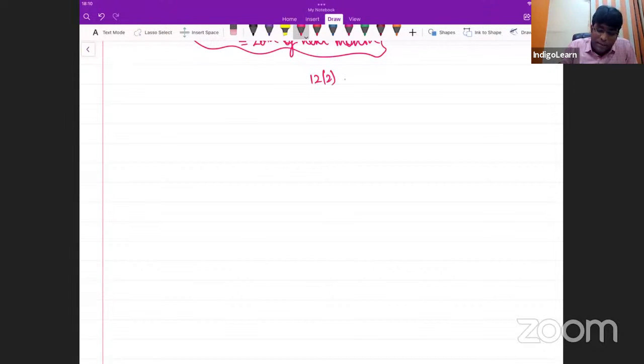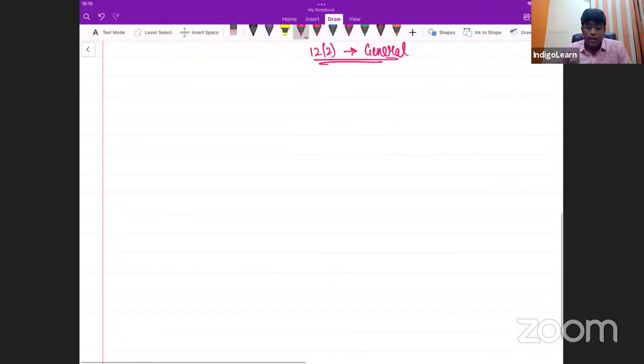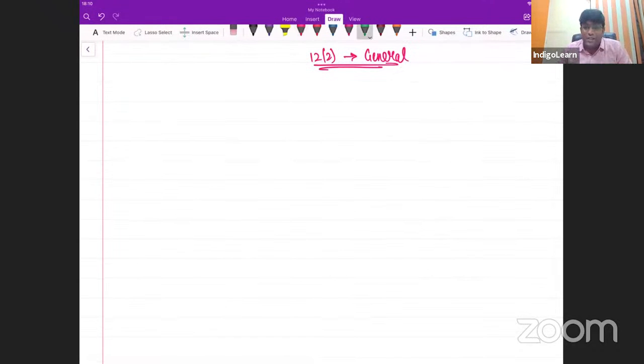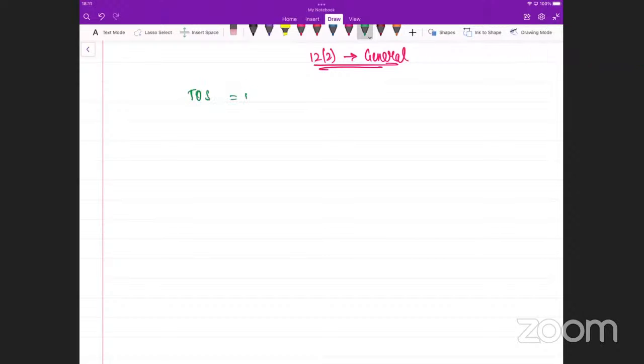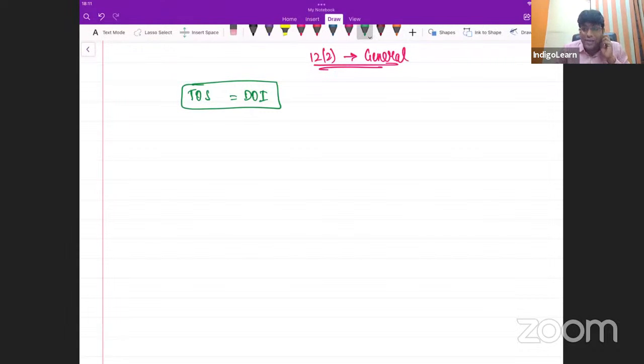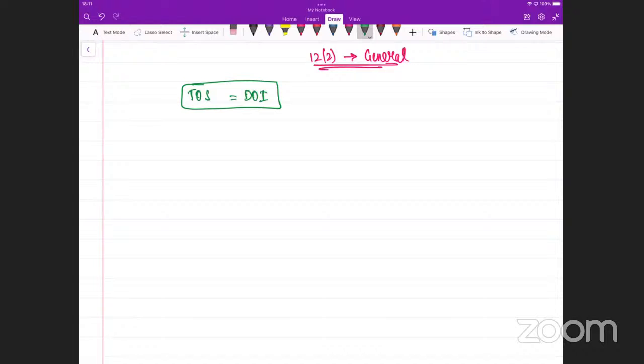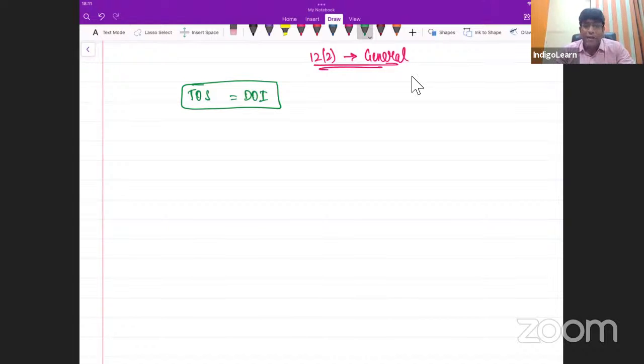Now 12(2) is an important section, which is a general rule. What rule is this, my dear friends? 12(2) is a general rule, which clearly says that time of supply is date of invoice. In fact, once upon a time, the answer was date of invoice or date of payment, whichever is earlier. But subsequently, the law has been amended, where they specified that date of payment is irrelevant. The answer is always date of invoice. Even though payment is received in advance, still GST liability will not come.